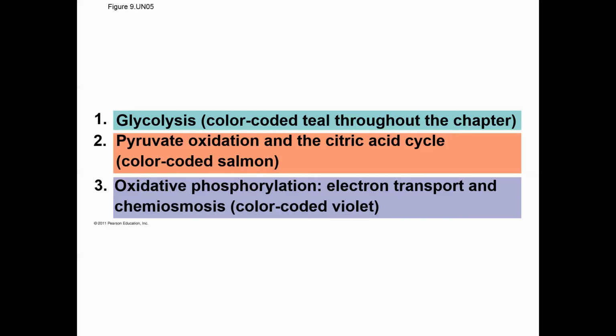So this process requires three major steps: glycolysis, the oxidation of pyruvate in the citric acid cycle, as well as oxidative phosphorylation, which takes place in the electron transport chain. Steps 2 and 3 here occur in the mitochondria. Step 1 occurs in the cytosol of the cell, the liquid portion of the cytoplasm.